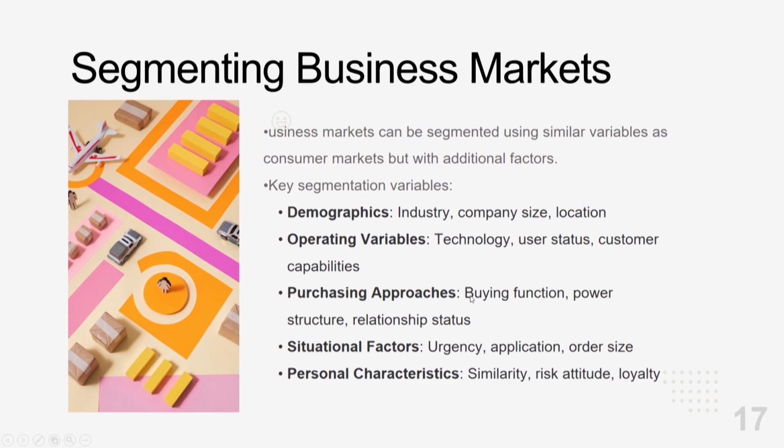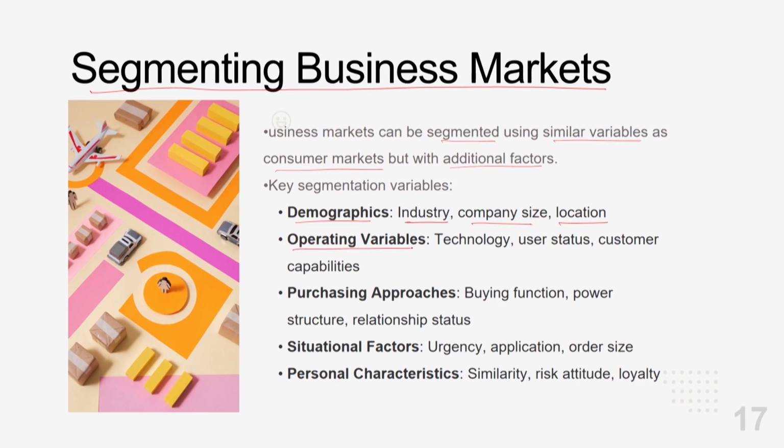So this is how you look at consumer segments. There are various other nuances to it, but this broadly exposes you to those various textures that you need to understand. Now, when it comes to segmenting business markets, the rules of the game change a bit. Here, business markets can be segmented using similar variables as consumer markets, but there are certain additional factors. For example, demographics is there. Here you look at the industry, the company size, the location of those particular businesses.